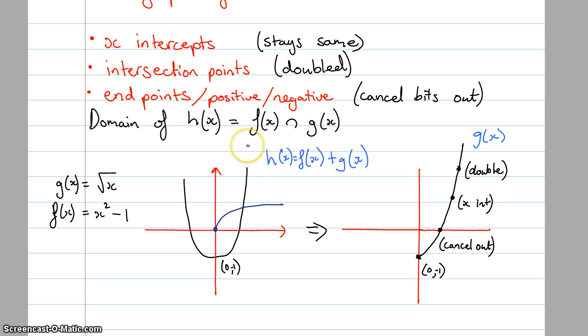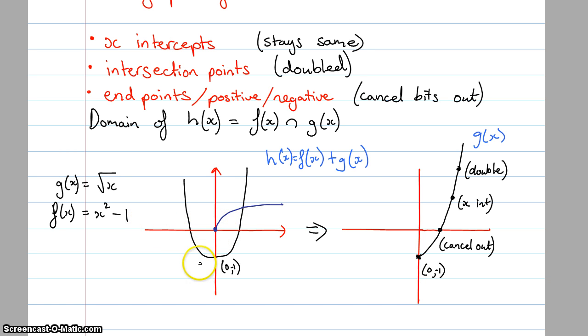Okay. Now I go through my rules before. Probably I'll start with the last one. The domain of the new graph has to be the intersection of the domain of the other two graphs. So where does f of x exist? Well, f of x exists everywhere, but g of x doesn't exist everywhere. G of x doesn't exist before the y-axis.